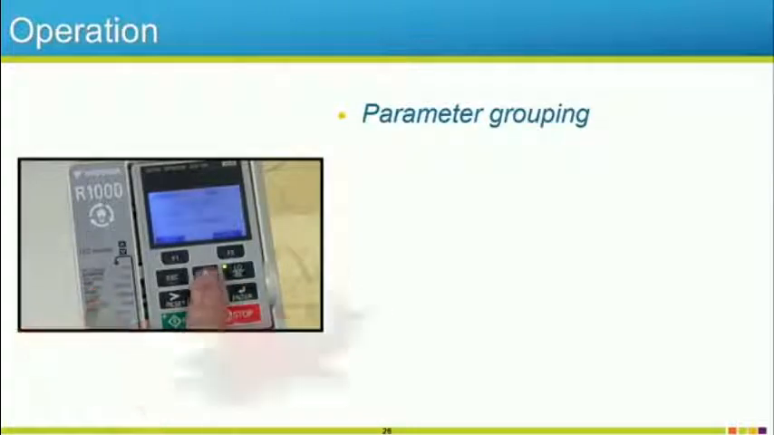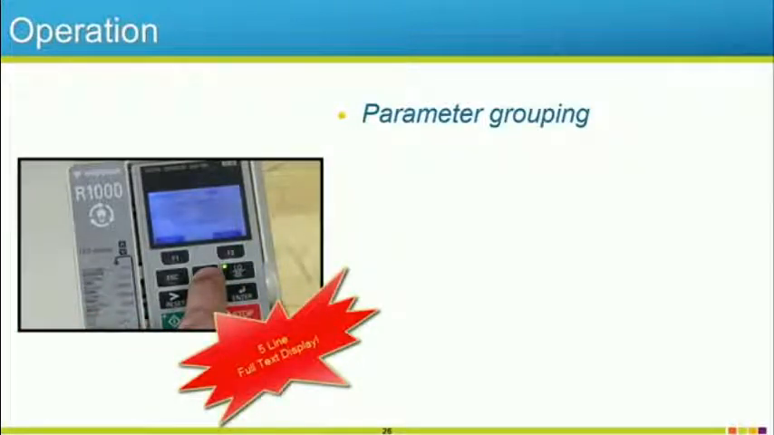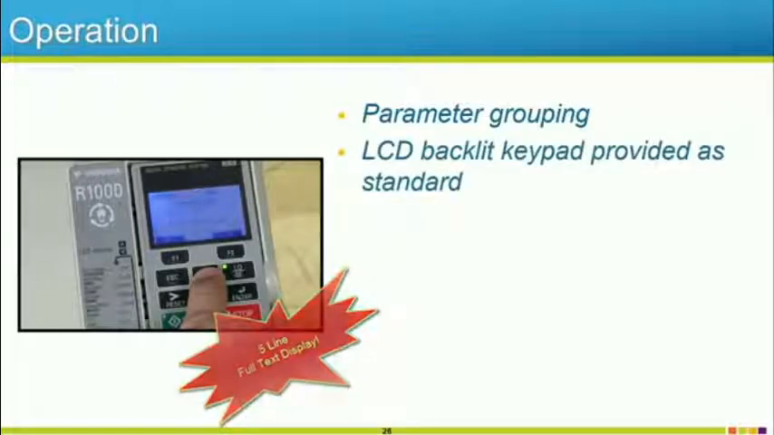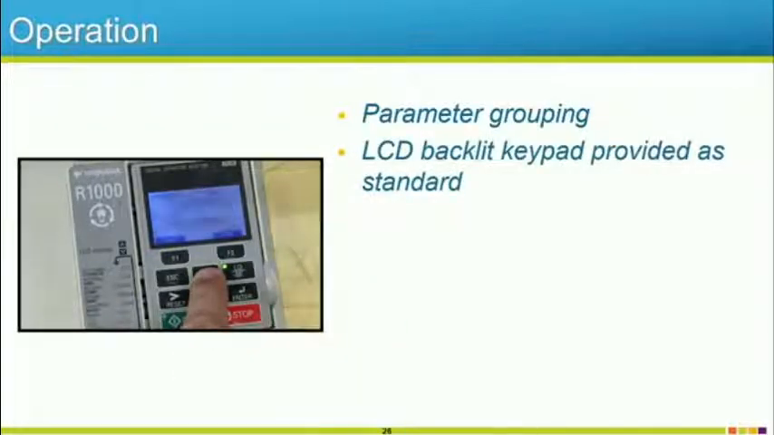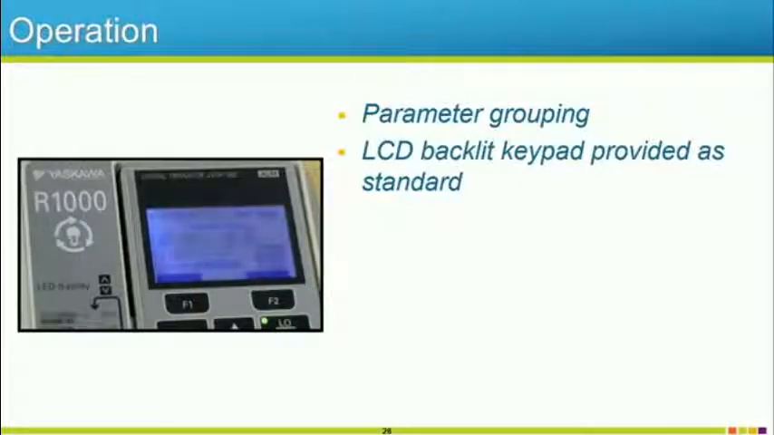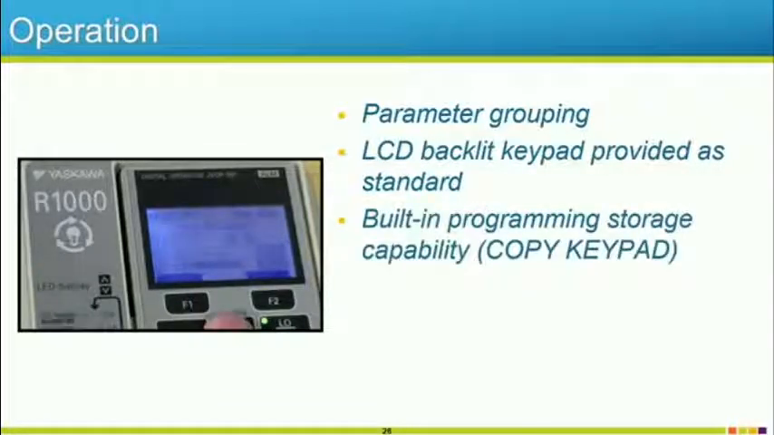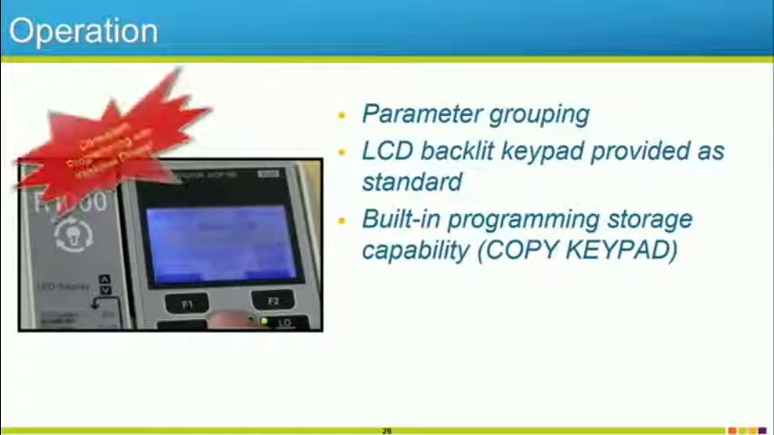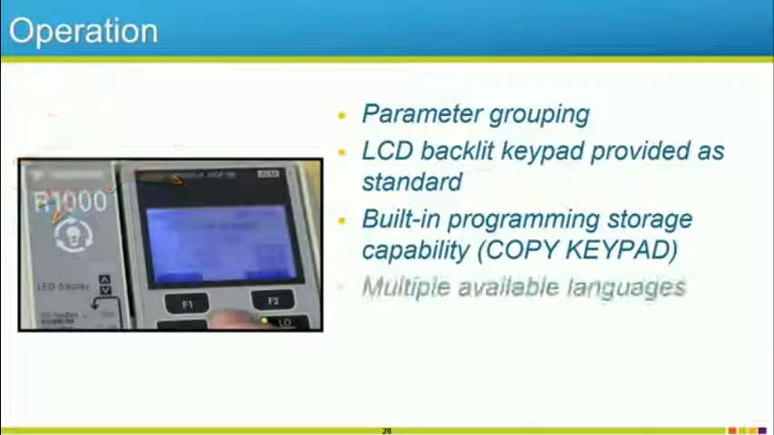The R1000 features a full-text keypad. The standard display is an illuminated LCD type, making it easy to read and interpret. The keypad offers parameter backup capability with memory built right into the keypad. Navigation is also intuitive and works the same way as Yaskawa's other 1000 series keypads. Additionally, there are multiple available languages that the keypad can display.